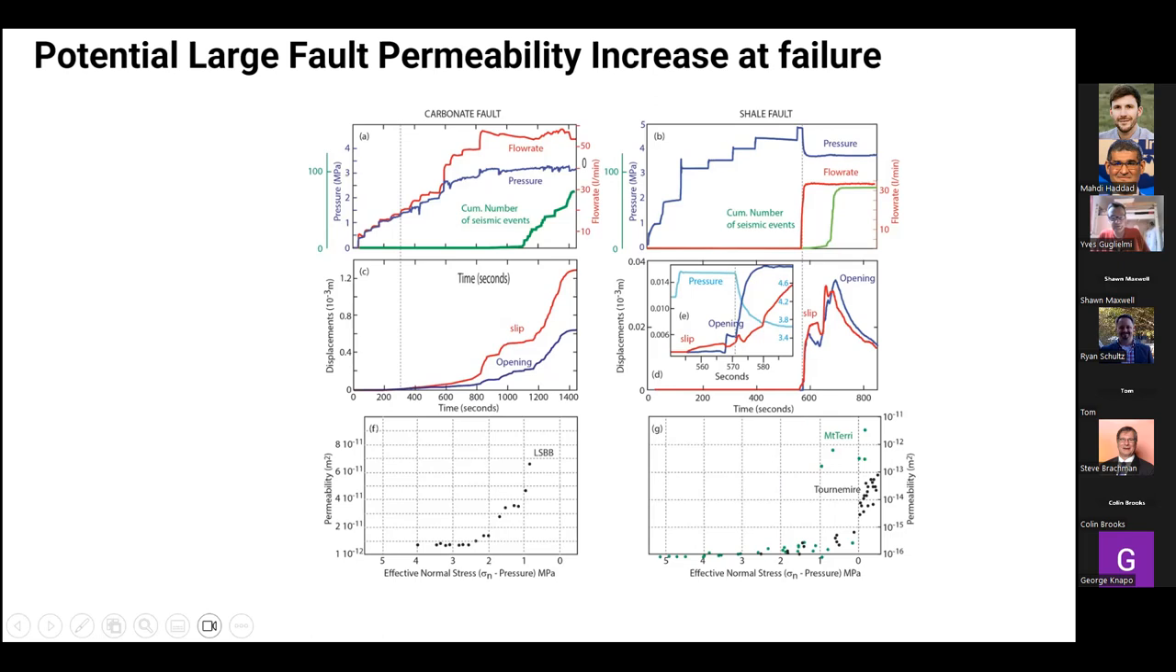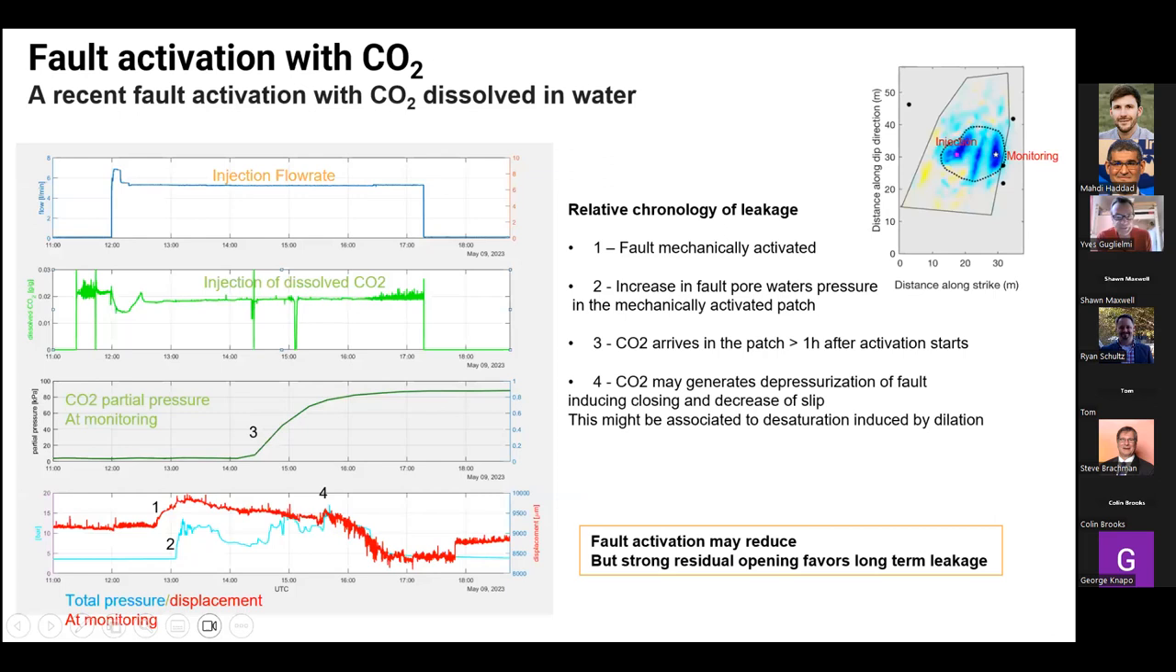This last slide about direct observations is to show you a very recent experiment. I'm back to Monterey here, where we changed the injection fluid. What I showed in the previous slides were injections with, I would say, pure water. And recently we made an experiment where we injected CO2 dissolved in water. So because of the depth of the experiments, I remind you it's 300 meters, obviously we're not injecting supercritical CO2. We are just injecting CO2 dissolved in water, okay?